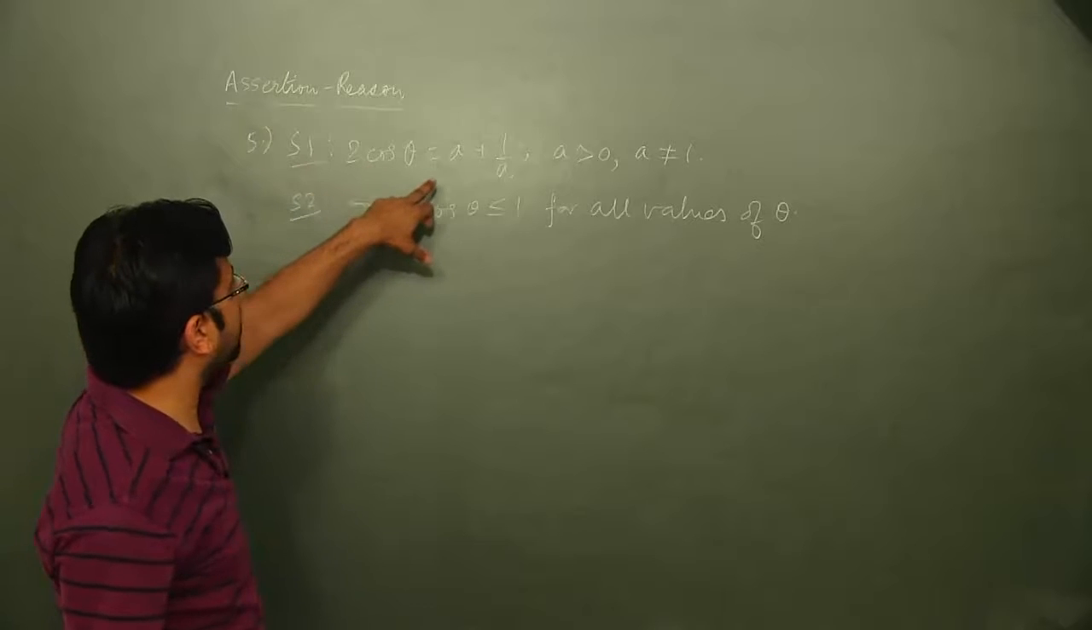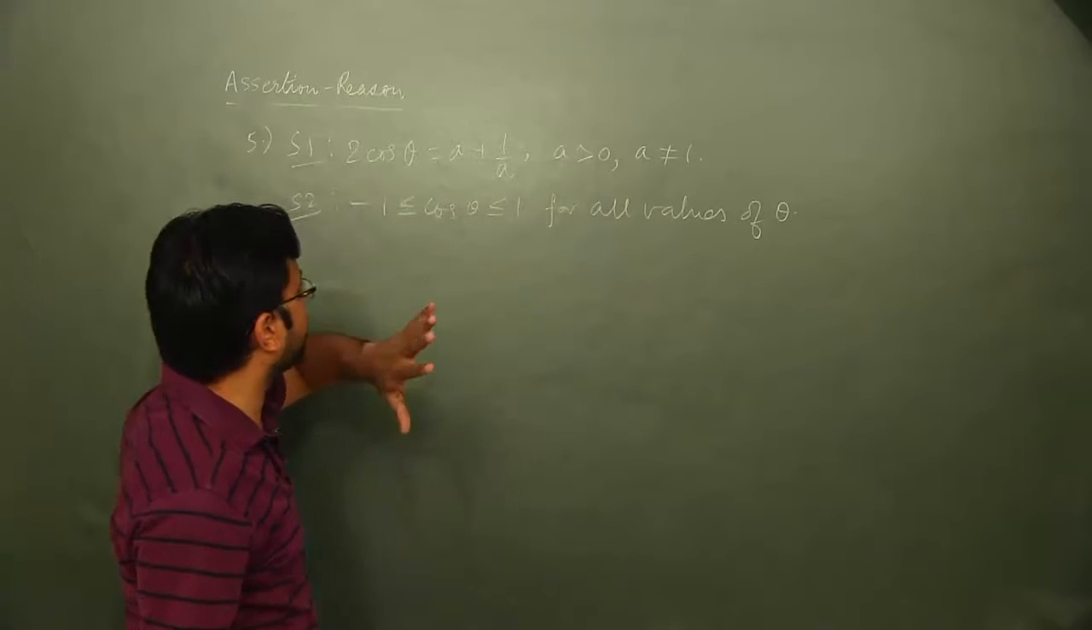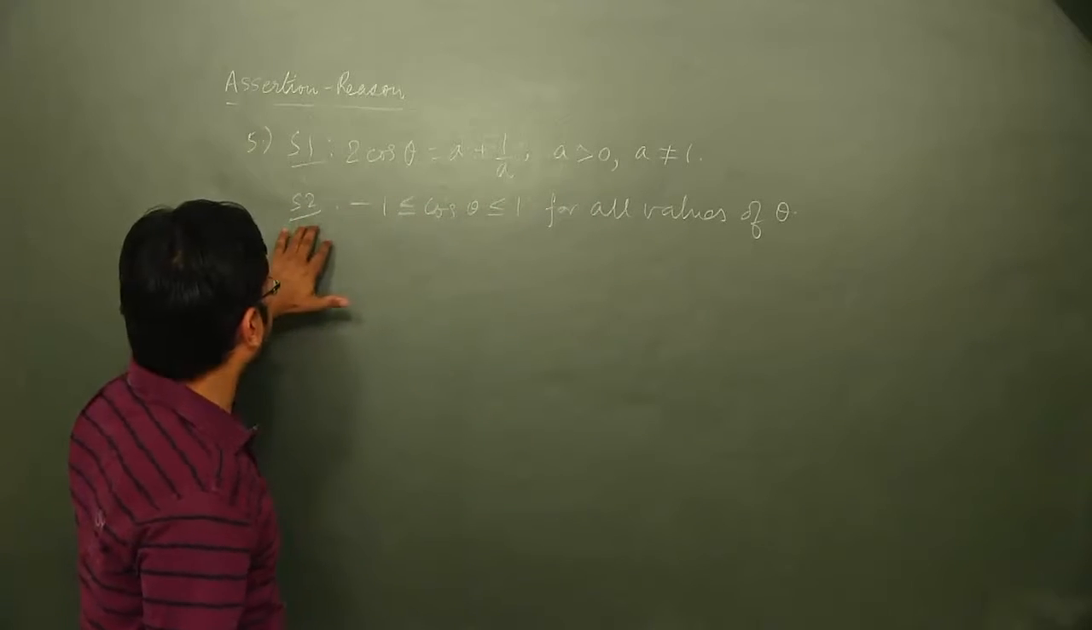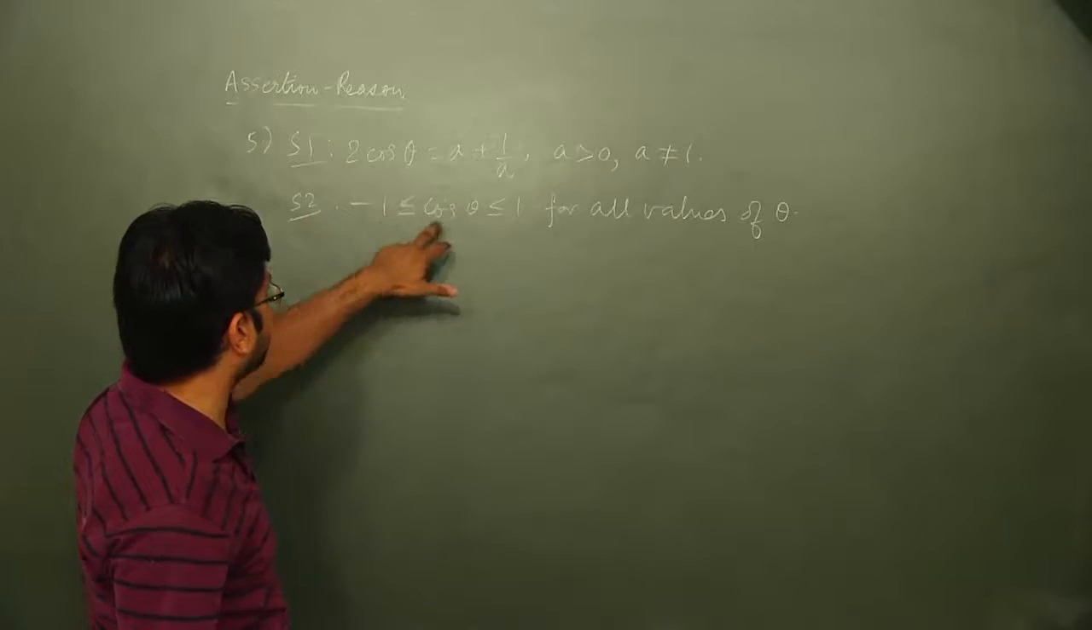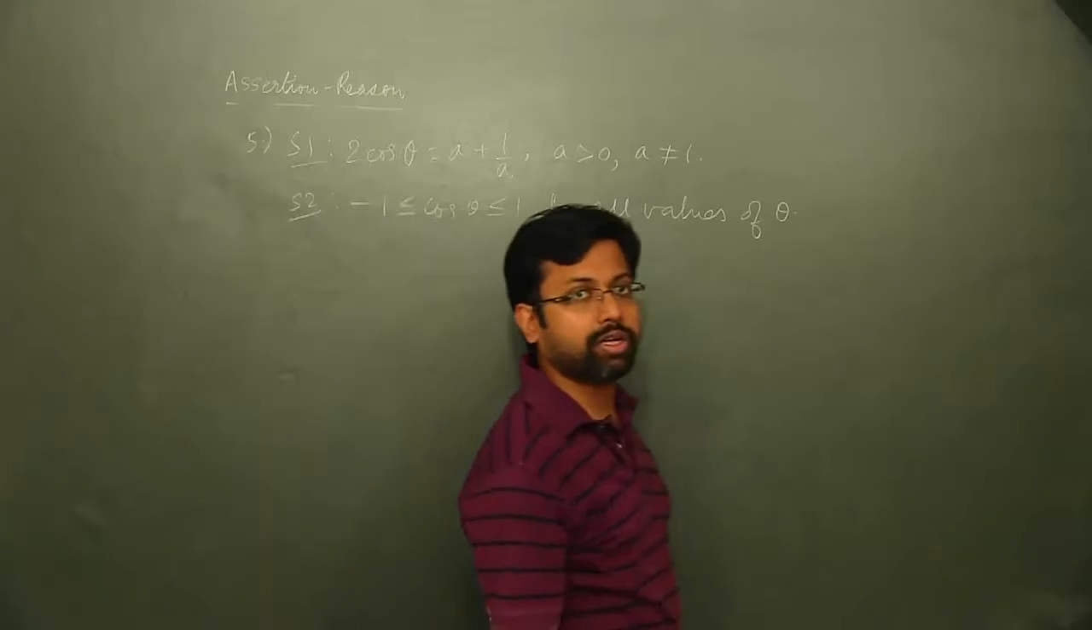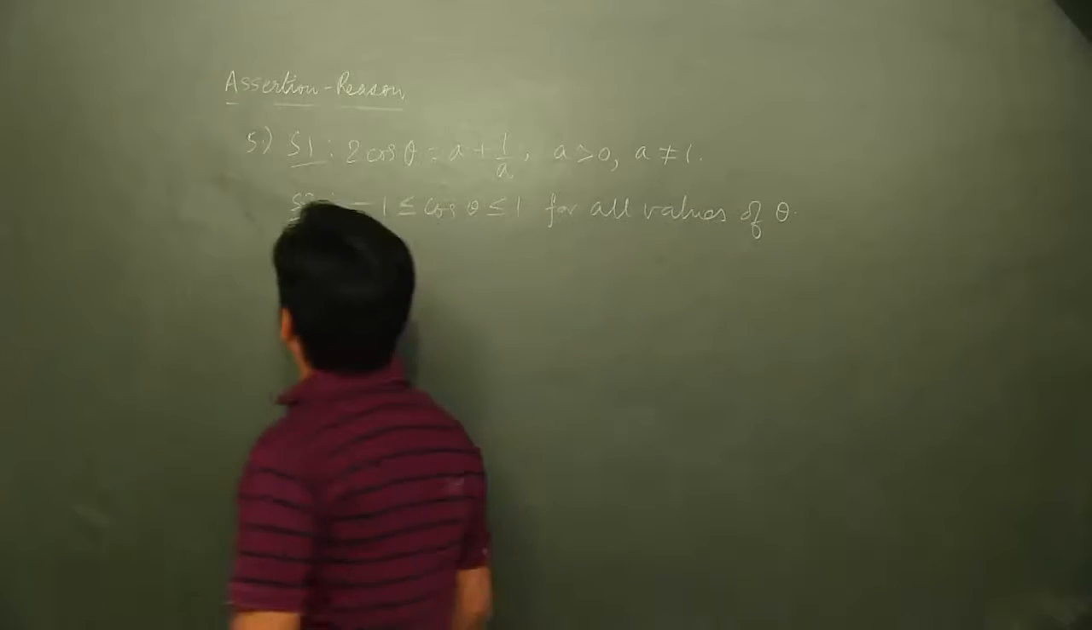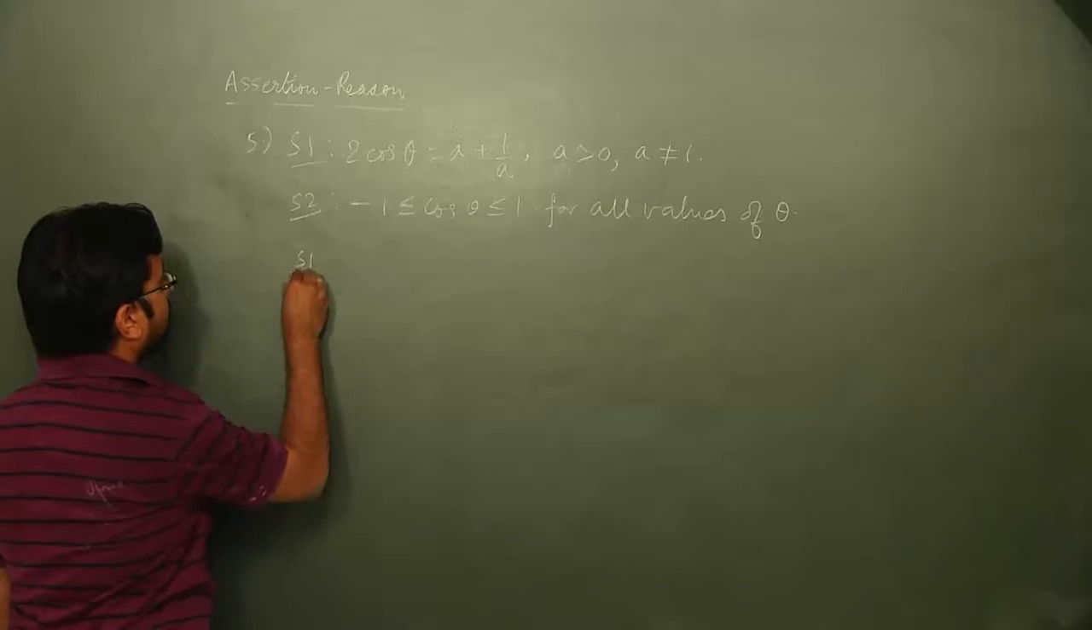It says 2 cos theta is equal to a plus 1 by a, where a is greater than 0 and a is not equal to 1. And statement 2 says cos theta lies between minus 1 and 1 for all values of theta. Now, let's take statement 1.